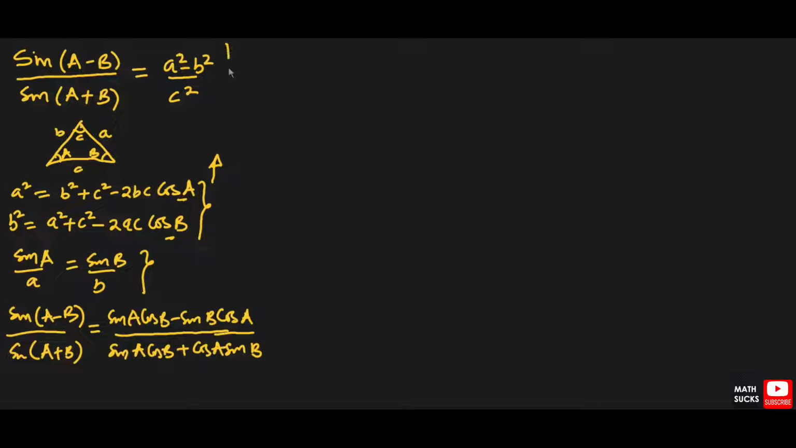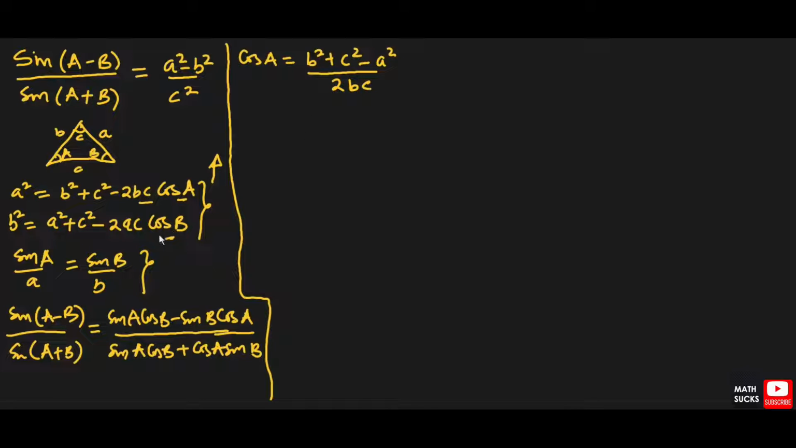Now from here we can go up here and try to make cos A the subject. So I'm just going to rearrange these two equations to get cos A and cos B. To get cos A, I'm going to take this term to the other side, and bring this side and divide by 2bc. So that means I have b squared plus c squared, then take off a squared, and then this is divided by 2bc.